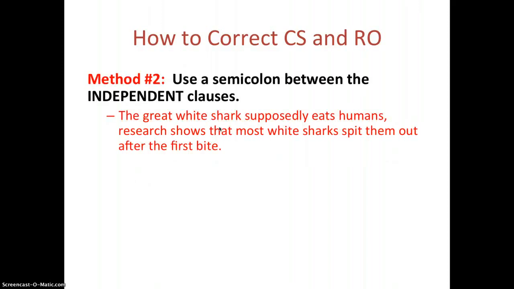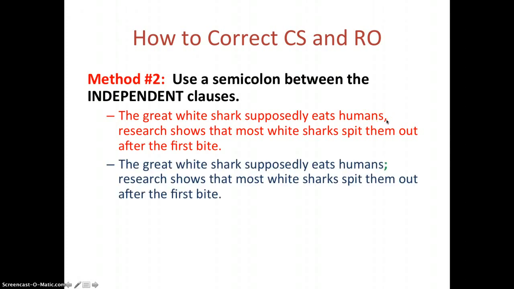All right, method two is to use a semicolon between the independent clauses. So what are the two independent clauses here? The great white shark supposedly eats humans. And then the other one is, research shows that most white sharks spit them out after the first bite. So the problem, this is a comma splice, right? There's a comma there. So if we want to fix it using a semicolon, we just put a semicolon instead of a comma.